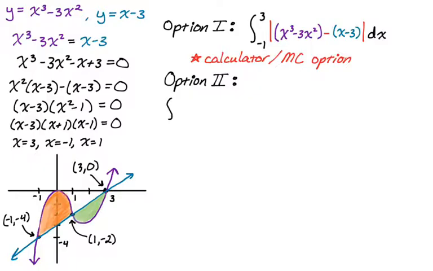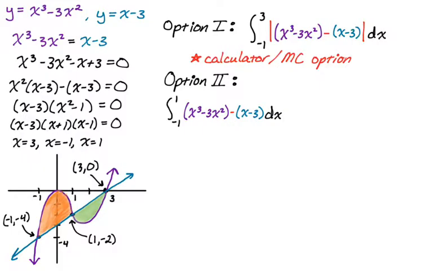So here, I'm going to do the integral from negative 1 to 1 of the cubic is on top, so the cubic minus the linear. So the linear is on the bottom, so minus the linear. And then that's with respect to x.